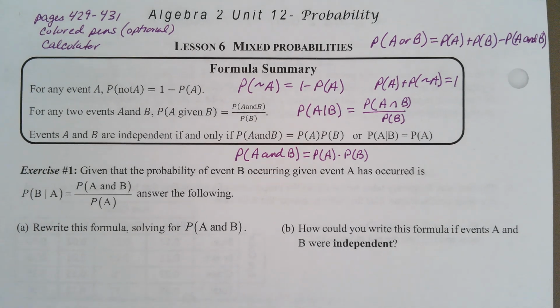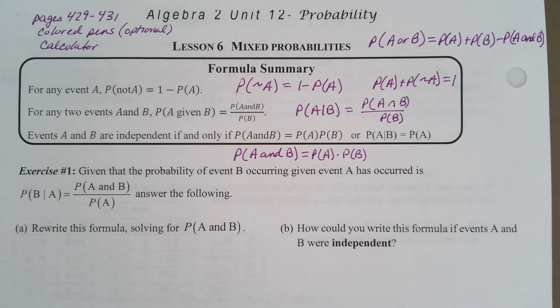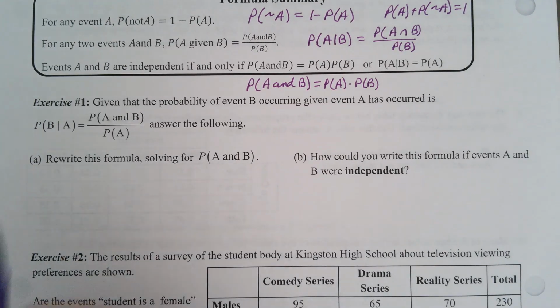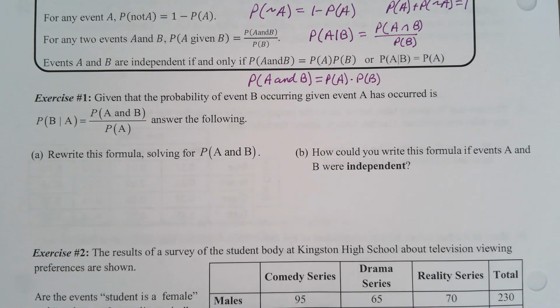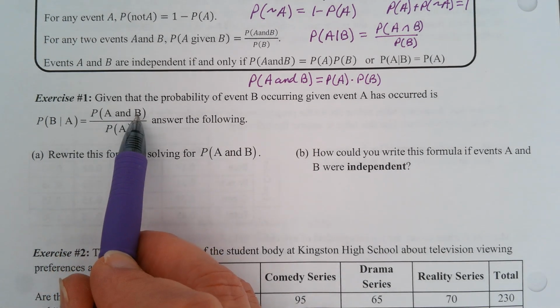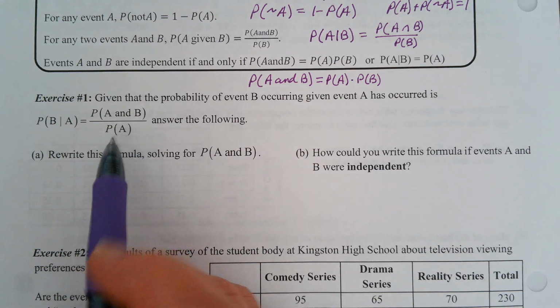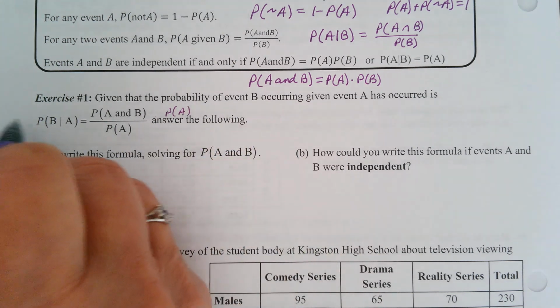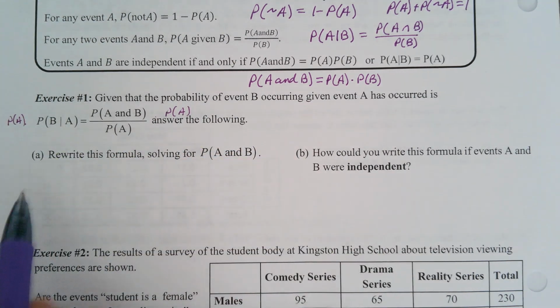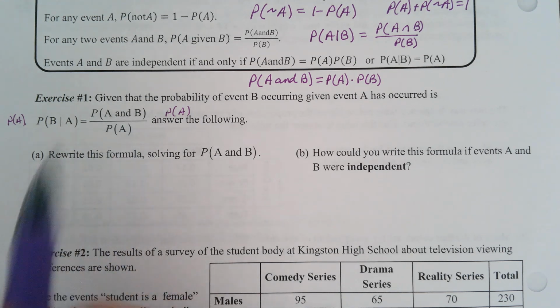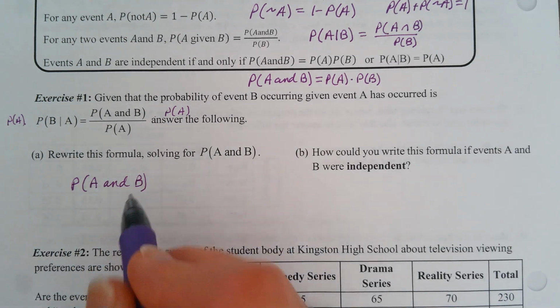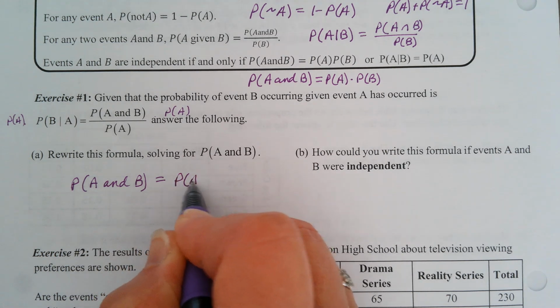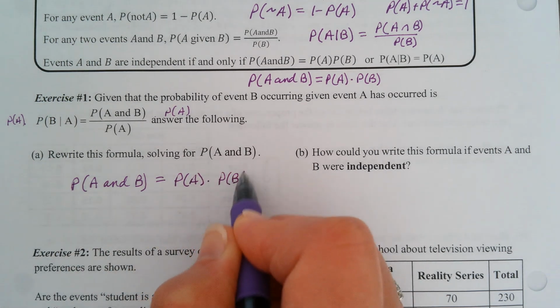Our first exercise: given that the probability of event B occurring, given event A has occurred, is the probability of B given A equal to the probability of A and B divided by the probability of A. Rewrite the formula solving for the probability of A and B. Right now it's being divided by the probability of A, so let's simply multiply both sides by the probability of A. Swapping the right and left-hand sides, the probability of A and B is going to equal the probability of A times the probability of B given A.